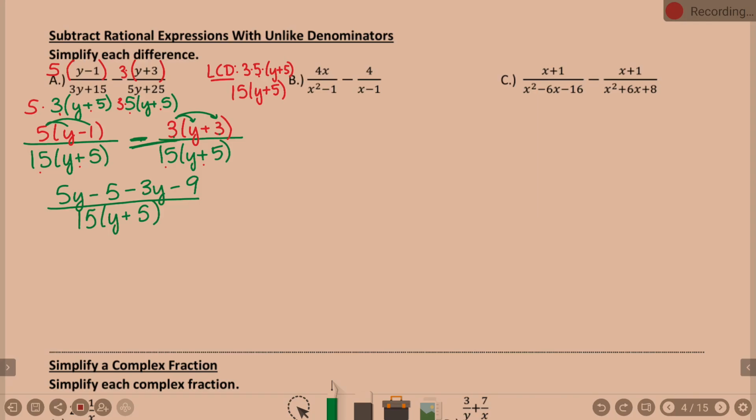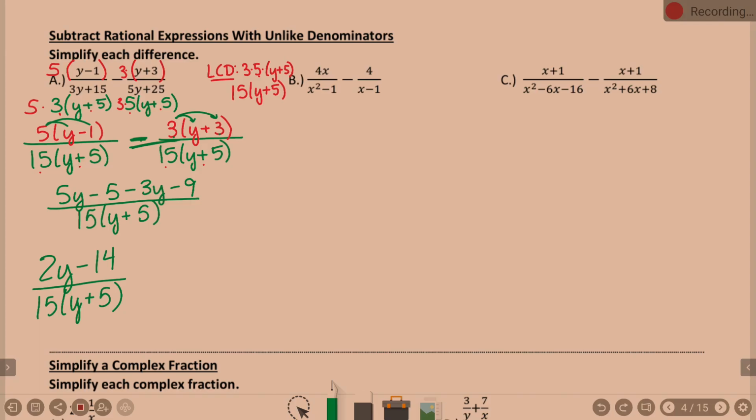Okay, somehow or another, don't forget that subtraction sign. Okay, and it's no different than what we've been doing. Clean up. 5y minus 3y is 2y. Minus 5 minus 9, whoops, too far, is going to be minus 14 over 15 times y plus 5.